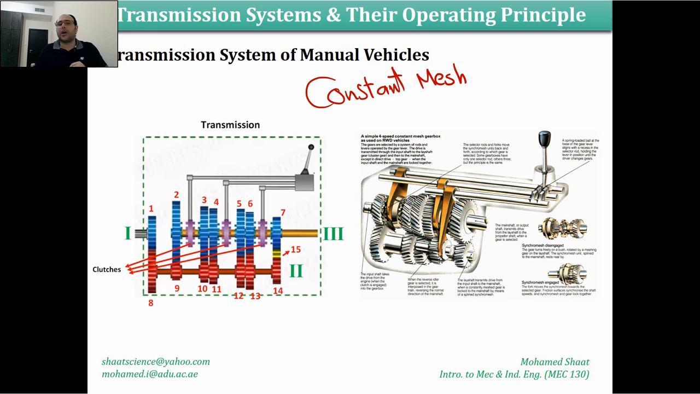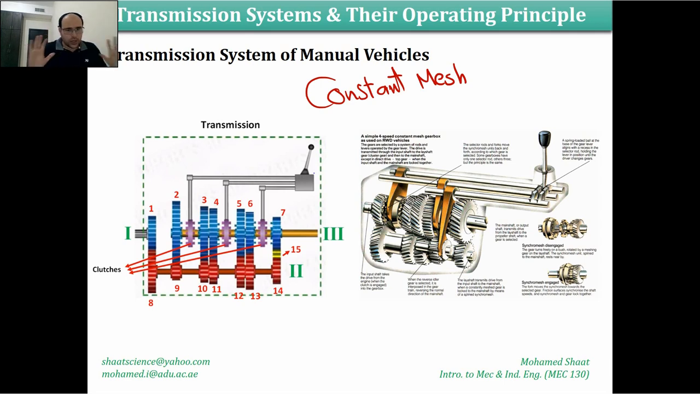The same thing applies to gears 2 and 9. They are constant mesh. What does it mean? It means that all the time they are connected. The same thing for 3 and 10, they are constant mesh. 4 and 11, constant mesh. 5 and 12, constant mesh. 6 and 13, and 7, 14, 15 are constant mesh. So every pair of these gears is constant mesh. All the time connected, we cannot disconnect any of them.